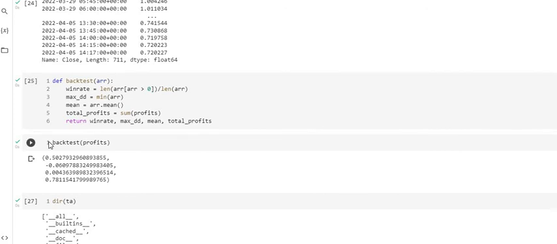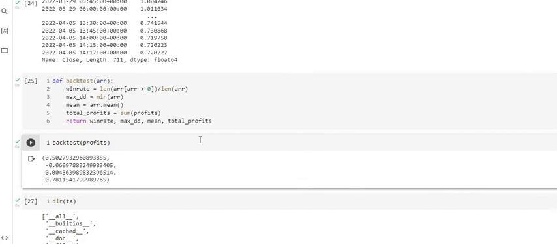So we can see here the backtest results for the profits. Here we will have 50.3% of profitable deals. We will have a maximum loss from one deal of 6%. The average profit from a profitable deal will be 0.4%, and the total profit will be 67%. It's the total result of the sum of all profits.